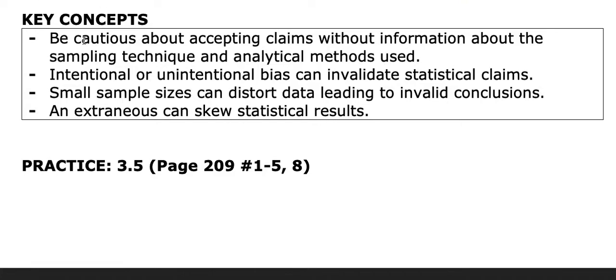Key concepts: be cautious about accepting claims without information about the sampling technique and the analytical methods used. Intentional or unintentional bias can invalidate statistical claims. Small sample sizes can distort data, leading to invalid conclusions. An extraneous variable can skew statistical results. So I highly suggest reading the section in the textbook to further solidify your understanding of the different factors to consider when analyzing a correlational study.